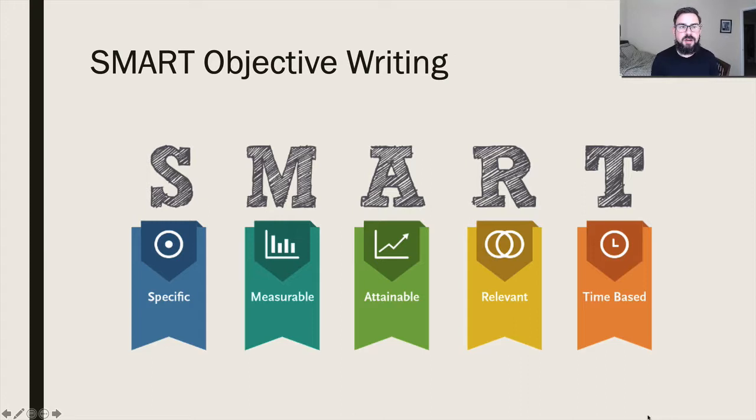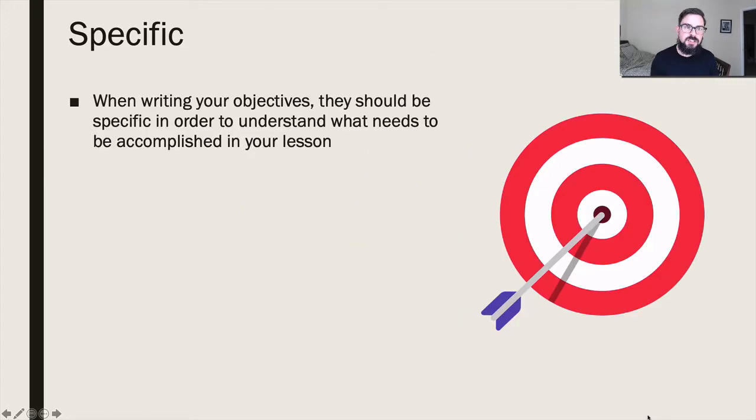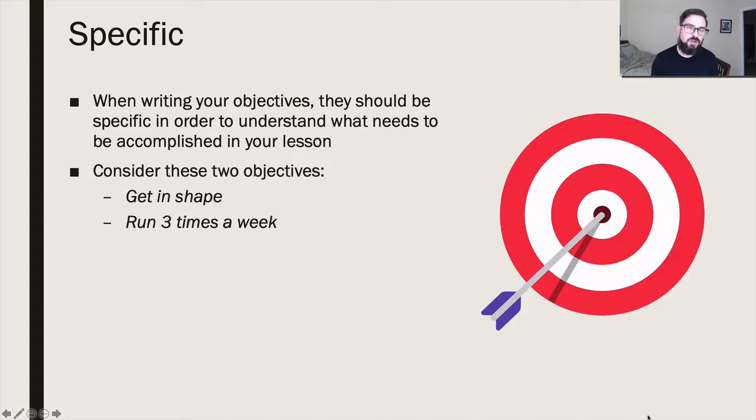And so let's talk about what each one of these letters means in this acronym. So specific, obviously you want your objectives to be specific as to what you want students to be able to accomplish by the end of your lesson. Consider these two objectives. So for example, get in shape versus run 3 times a week. So one is very general, get in shape. It doesn't give me anything actionable to do.